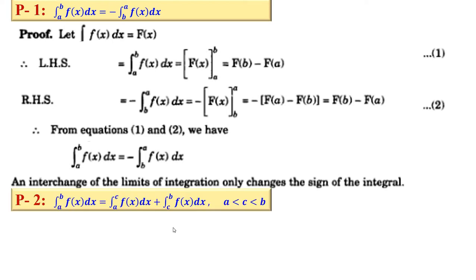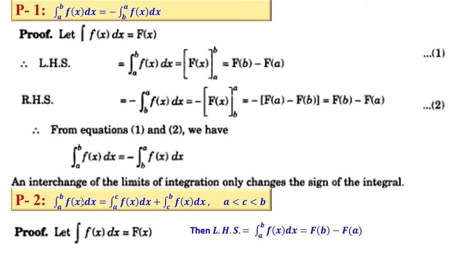Now second property: integral a to b f of x dx is integral a to c plus integral c to b, that is, a to c f of x dx plus c to b f of x dx. So we'll consider integral f of x dx as capital F of x, so that the LHS will now be integral a to b f of x dx is equal to capital F of b minus capital F of a. Name that as 1.